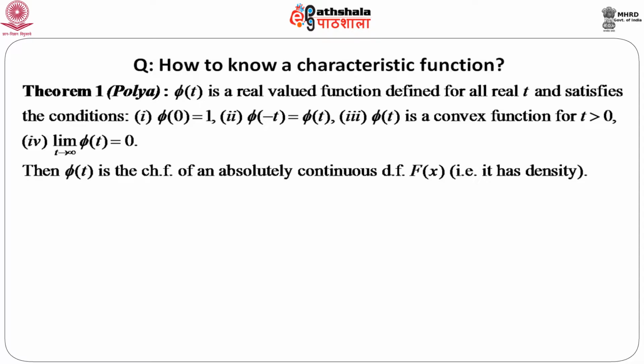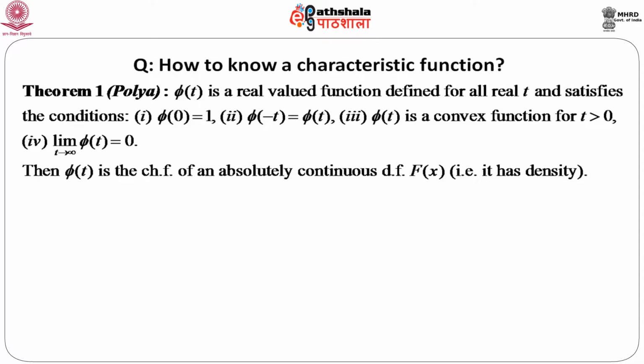Now, it is clear that not every characteristic function will satisfy these 4 conditions, because there is some kind of symmetry condition. So, there is a class of characteristic functions that might satisfy all these conditions, and remember this phi t is a real valued function, whereas a characteristic function might be a complex valued function. So, here we are dealing with a very special class of real valued functions which satisfy all these 4 conditions. Then this phi t, although it is a real valued function, is a characteristic function of an absolutely continuous distribution function capital F x.